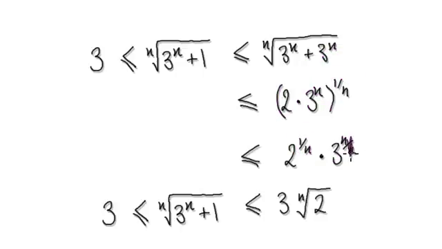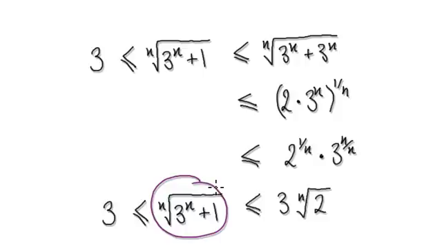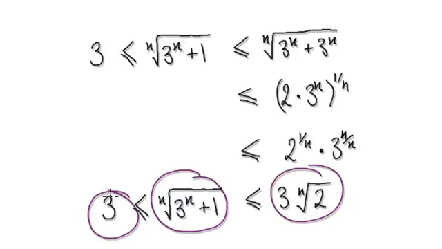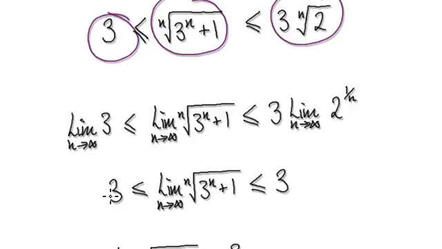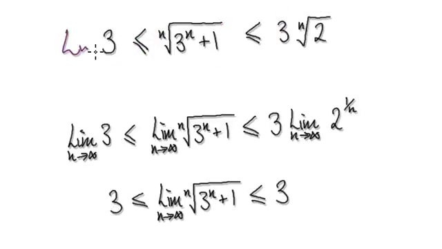Well, 3 to the power of n over n is 1, which is just 3 here, which is this 3 here. And then this is you taking the nth root of 2. So now you can see that this thing is always trapped in between this and this. So now take the limit of all three.